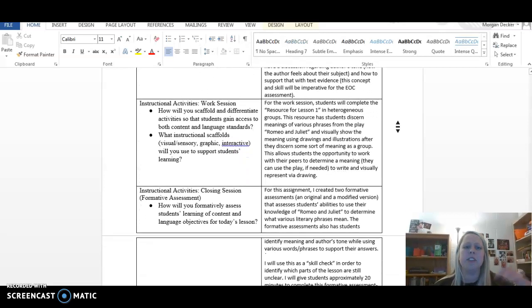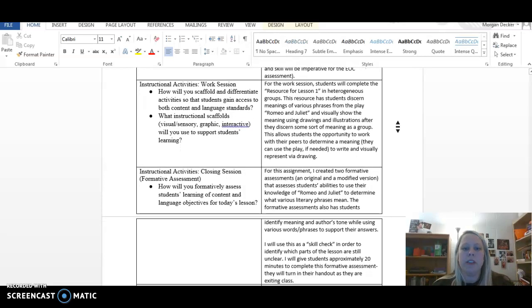And then that led into our work session. For this, I gave students different words or phrases from the play, and then they had to visually represent those phrases. That required them to analyze and think, okay, what was this phrase saying? And then in turn visually represent it. So that ties into the non-linguistic representation that was mentioned in the annotated bibliography.